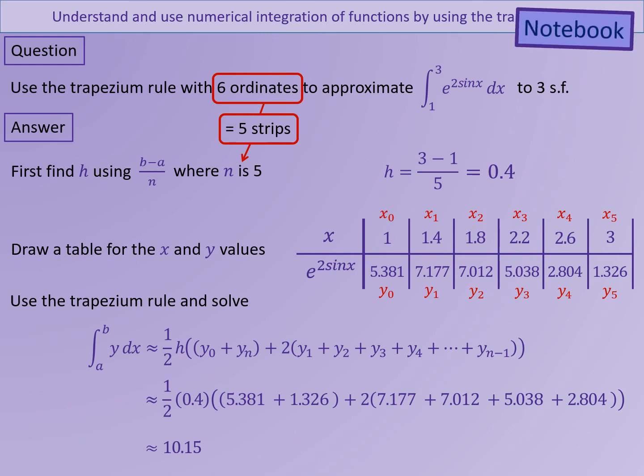You won't get any actual marks for calculating the exact value, but I can see that putting this into the calculator gives me 10.267. This is very close to 10.15, so this suggests that my calculation for the trapezium rule is correct. This is just a good way of checking your answer in an exam.